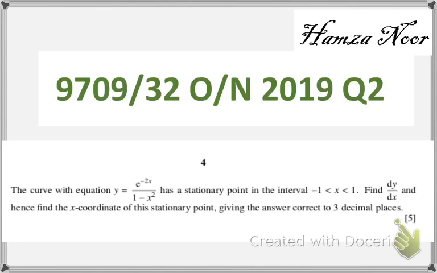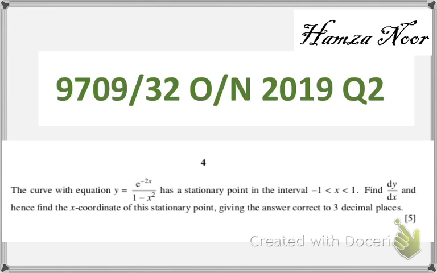A Levels Maths 9709 paper 3 variant 2 October November 2019, and question number 2 says: the curve with equation y is equal to e to the power minus 2x upon 1 minus x squared has a stationary point in the interval where x is greater than minus 1 and less than 1, means x is between minus 1 and 1 exclusive. Find dy over dx. You need to find the gradient function. Okay, find dy over dx and hence find the x coordinate of this stationary point.